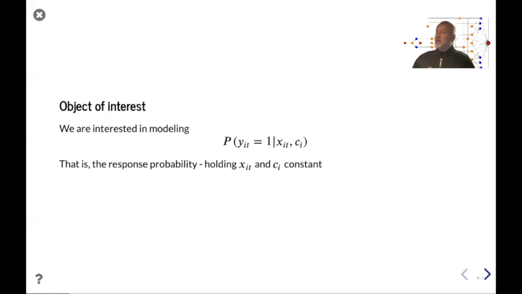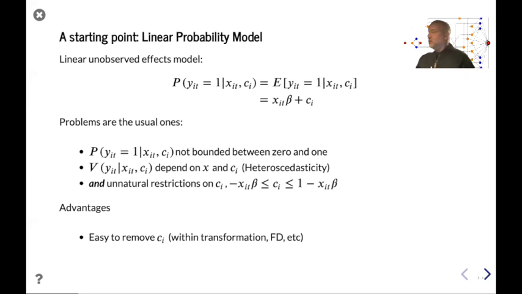Okay, this kind of means that we really want to not have these two being correlated. So this is the object of interest, the response probability. What is a natural starting point? Like we did last time, it was a linear probability model. There's a lot of good things to say about the linear probability model, like we alluded to last time. If you're mostly interested in the average partial effects, it's really a good starting point.